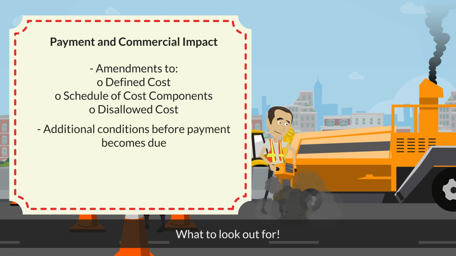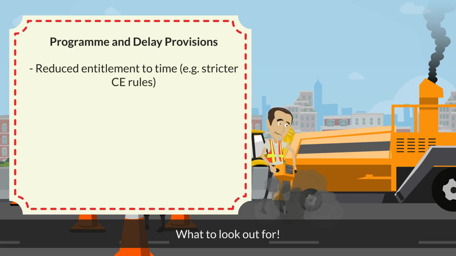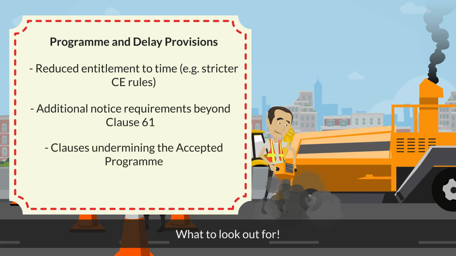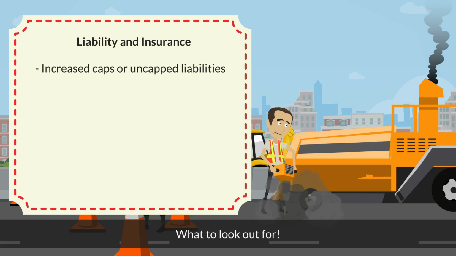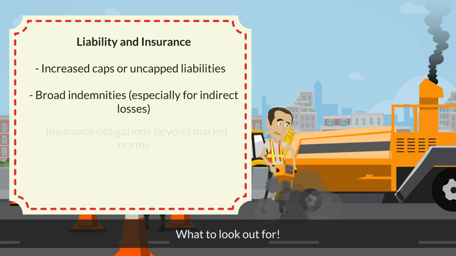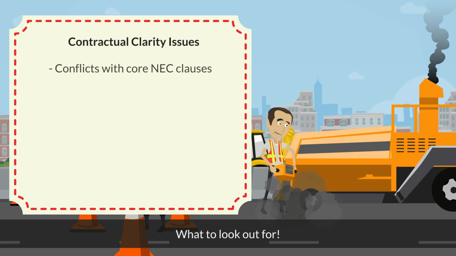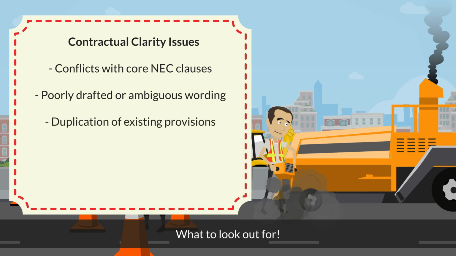Additional conditions before payment becomes due. Restrictions on recovery of certain costs. Reduced entitlement to time. Additional notice requirements beyond Clause 61. Clauses undermining the accepted programme. Increased caps or uncapped liabilities. Broad indemnities. Insurance obligations beyond market norms. Conflicts with core NEC clauses, poorly drafted or ambiguous wording, and duplication of existing provisions.